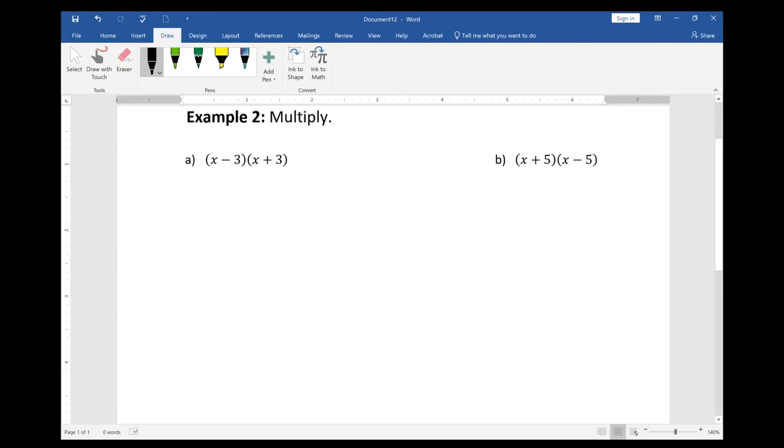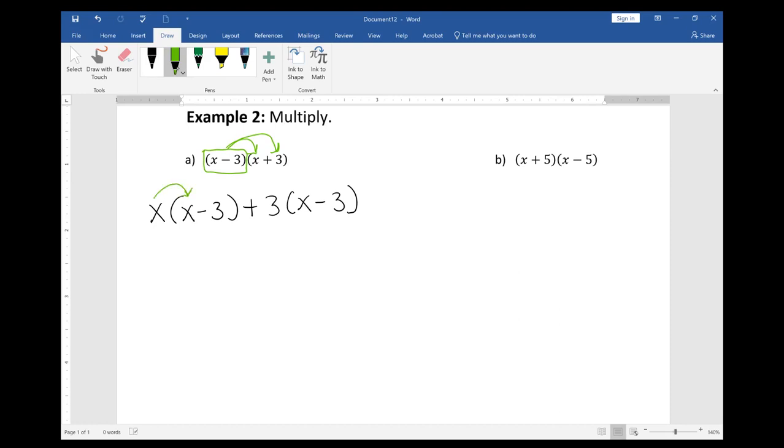Example 2, Part A. Multiply x minus 3 times x plus 3. So we will begin by distributing x minus 3 into x plus 3. Doing so, we will get x times x minus 3 plus 3 times x minus 3. We will continue with our distribution.